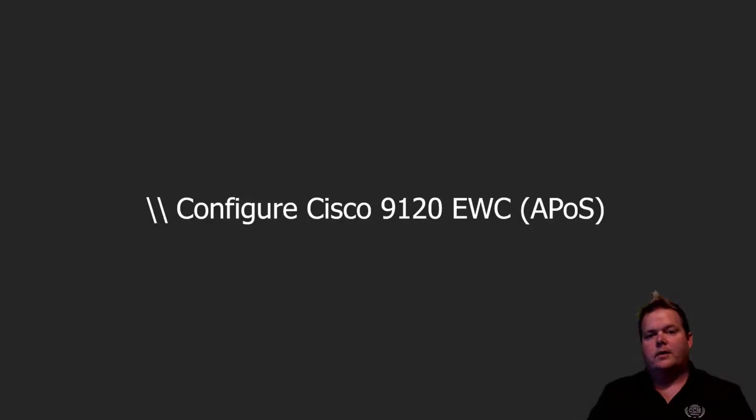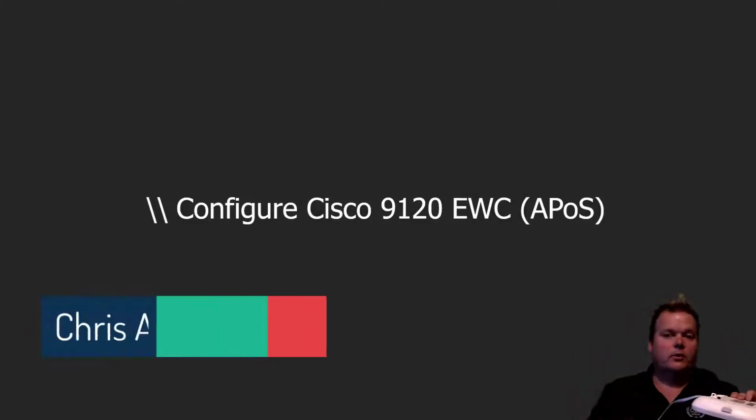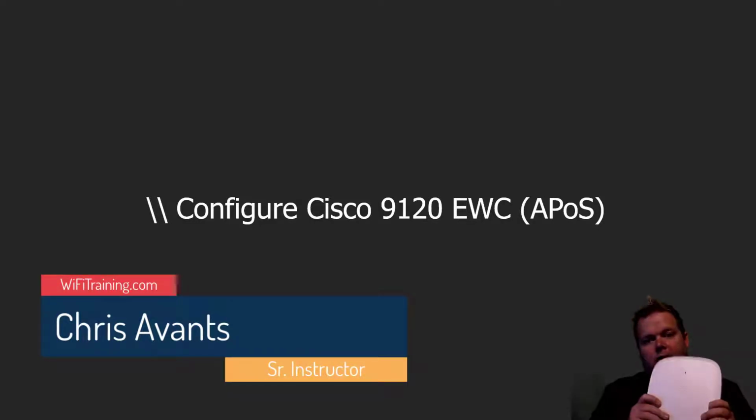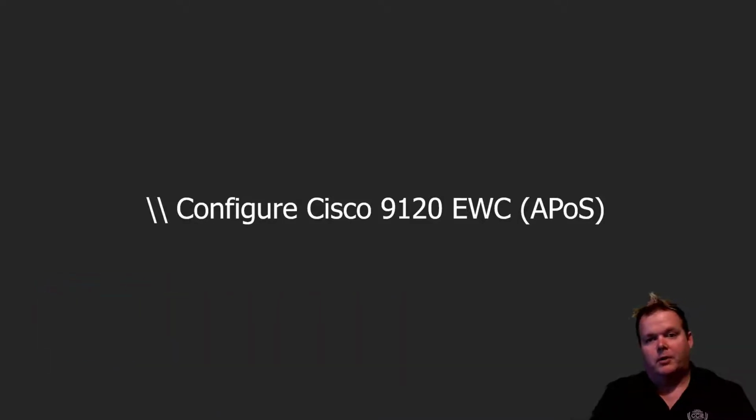All right, so in this lesson, we're going to take a look at configuring a Cisco 9120AX AP. This is going to be our survey AP, and to do this, we have to have a console cable or a console server, which I've got in the other room, to connect via serial to do the initial setup.